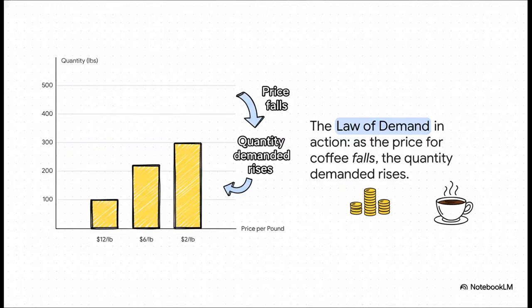This slide from our lecture PowerPoints shows it perfectly. Just look at the demand for coffee. At a high price, say $12, people only want about 100 pounds. But you drop that price down to just $2, and suddenly the quantity demanded jumps all the way to 300 pounds. It's a really clear inverse relationship.